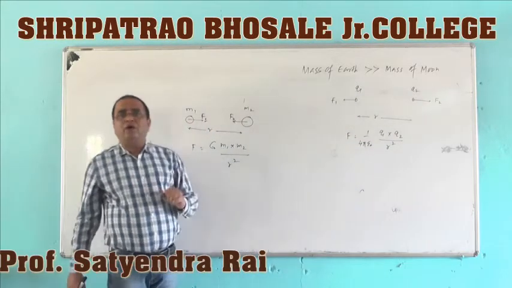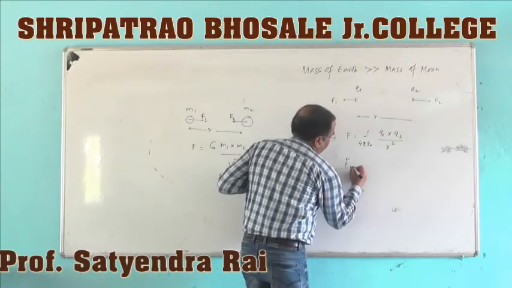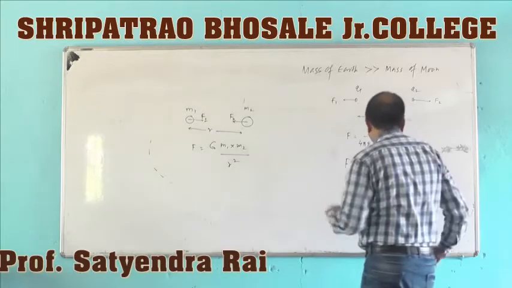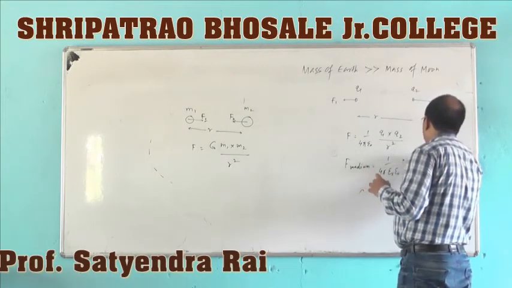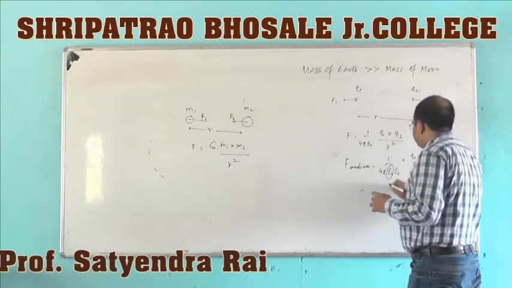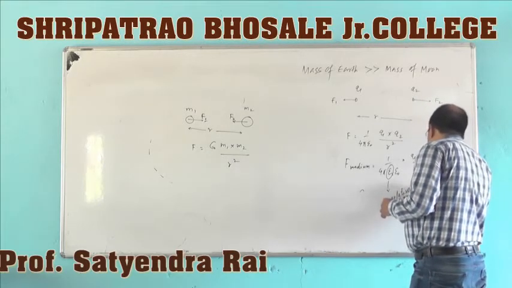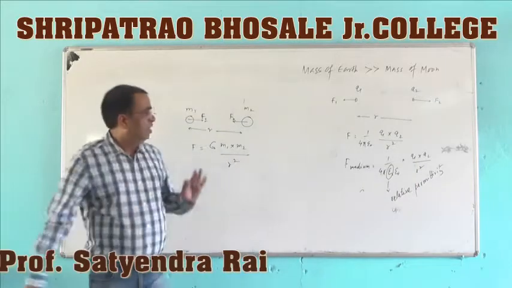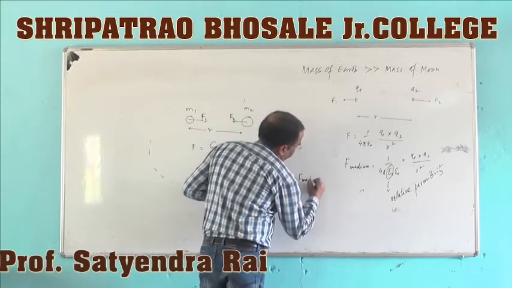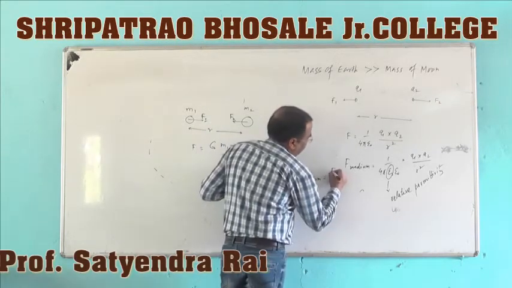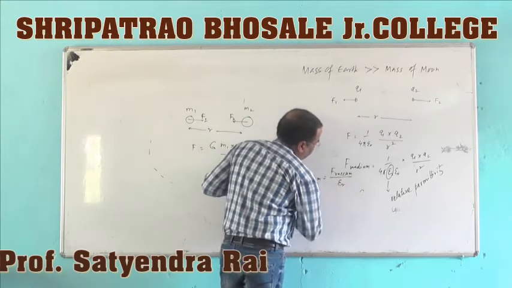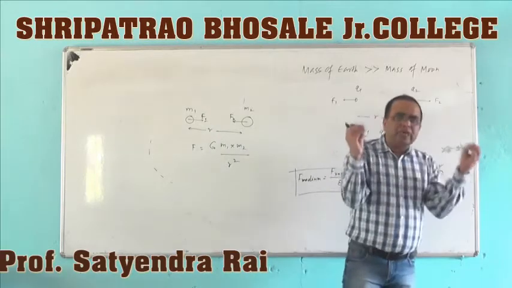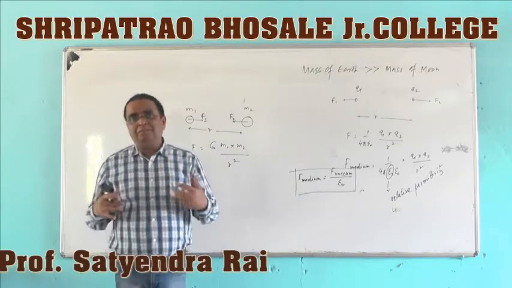This epsilon naught is for vacuum, and for any medium, F in a medium is given by 1 by 4 pi epsilon R into epsilon naught into Q1 into Q2 by R square. This epsilon R is called the relative permittivity of the particular medium. That simply makes it clear that F in a medium for electrostatic interaction is F in vacuum divided by the relative permittivity of the medium. So obviously the interaction between charged particles is strongest in vacuum, and in any other medium it goes down.